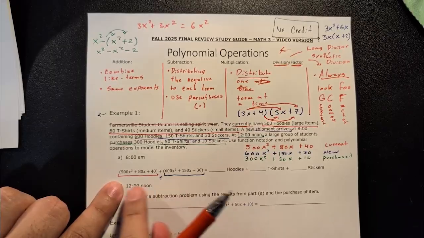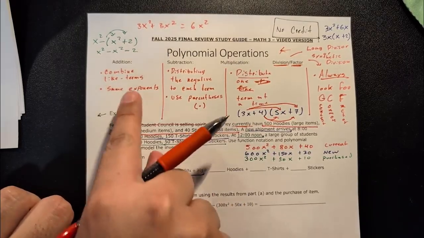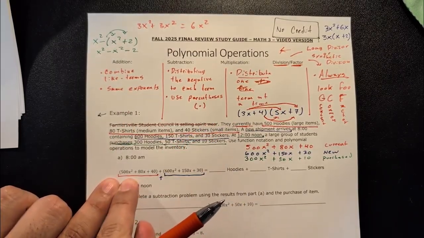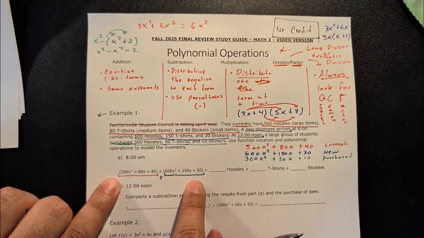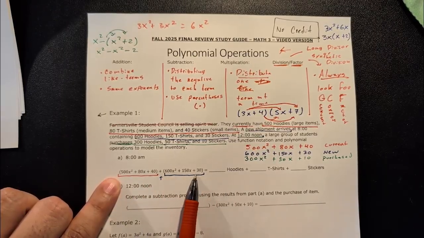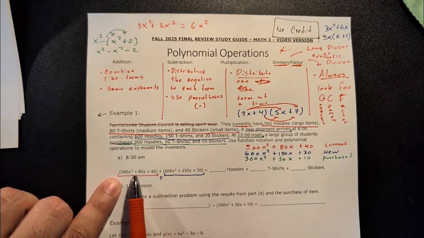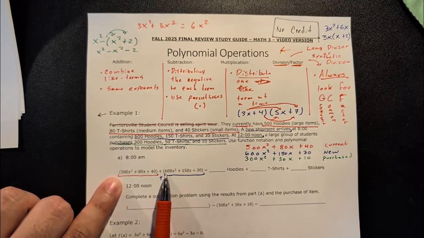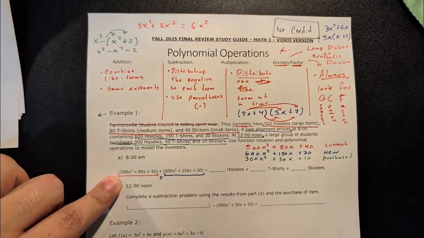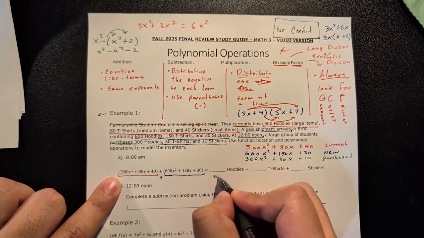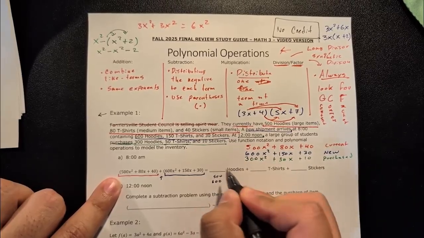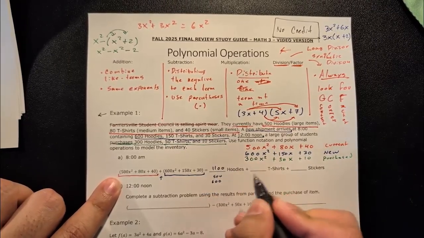When I add these polynomials, we always look for the same exponents. So this one, x squared, I'm going to look at the other term and look for an x squared. Here, this one doesn't have an x squared. Neither does this one, but this one does. So I'm going to do 500 plus 600, and that should give me 1100.